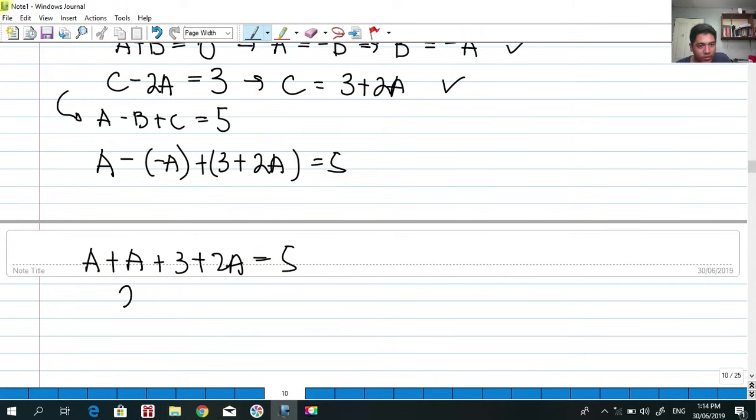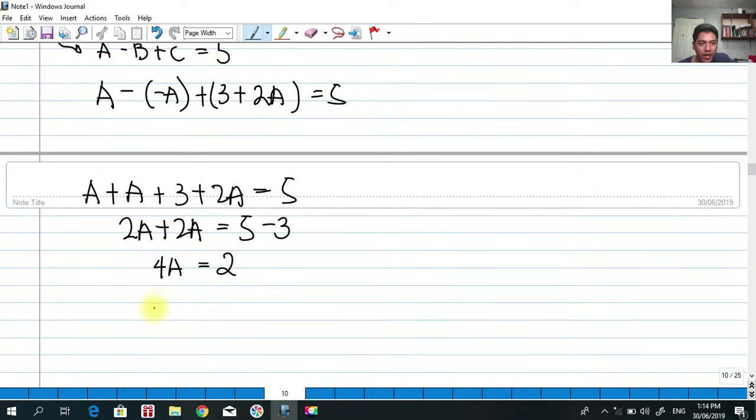So what are we going to do? We have 2a plus 2a, and 5 minus 3 after we transpose it to the other side. So we have 4a equals 2, and our a is equal to 1/2. So that is our a.